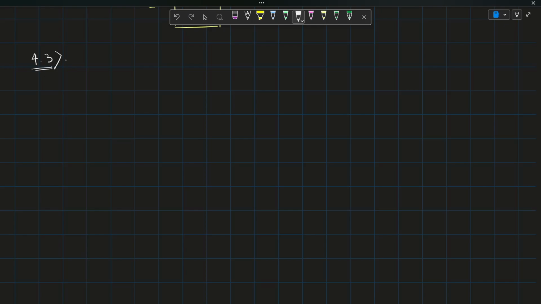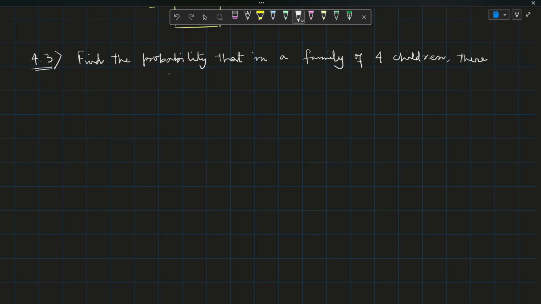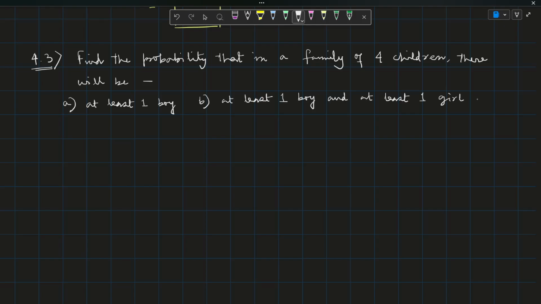Now let's move on to the third question, 4.3, which is: find the probability that in a family of 4 children there will be (a) at least one boy, (b) at least one boy and at least one girl. So again the same steps should be followed. Identify the Bernoulli trial here. The Bernoulli trial is the birth of a child.